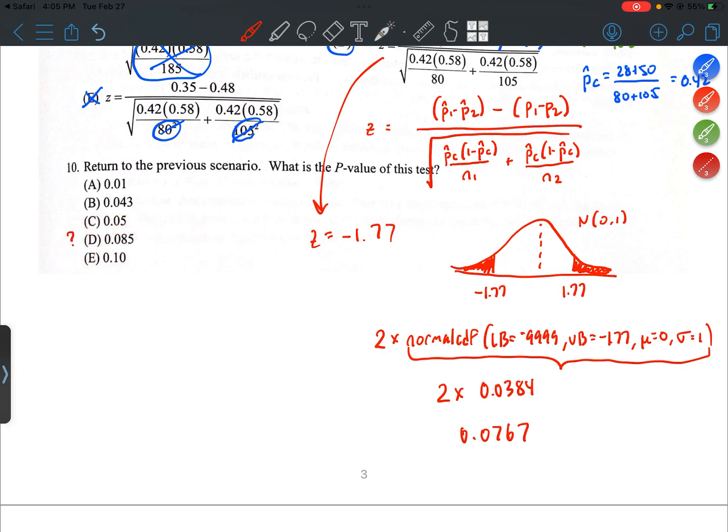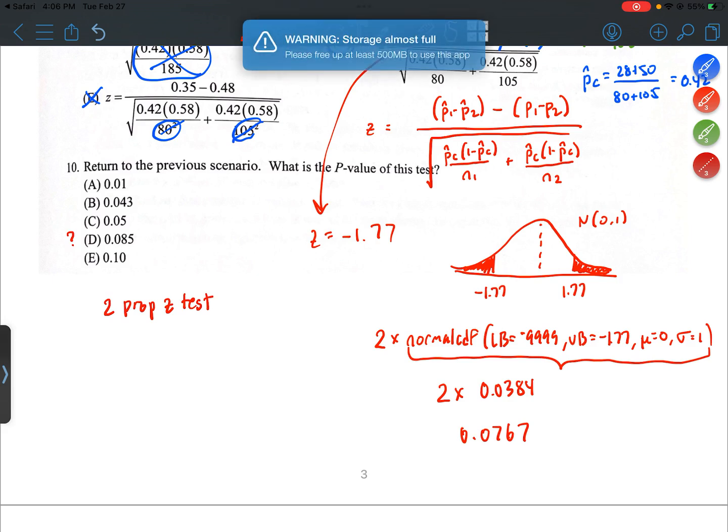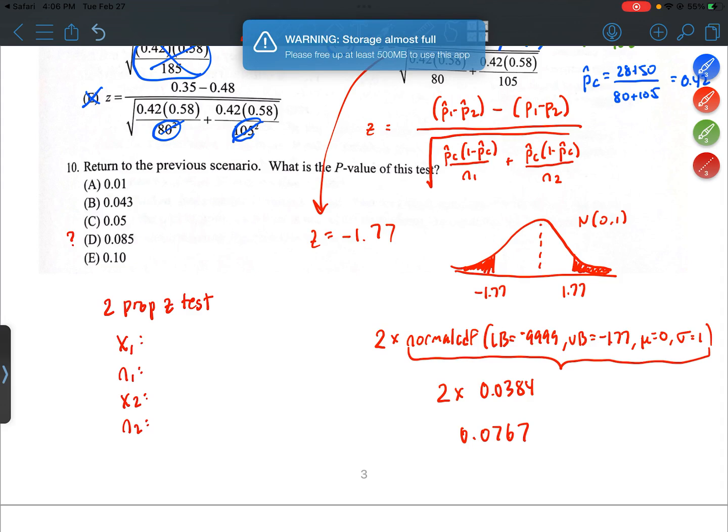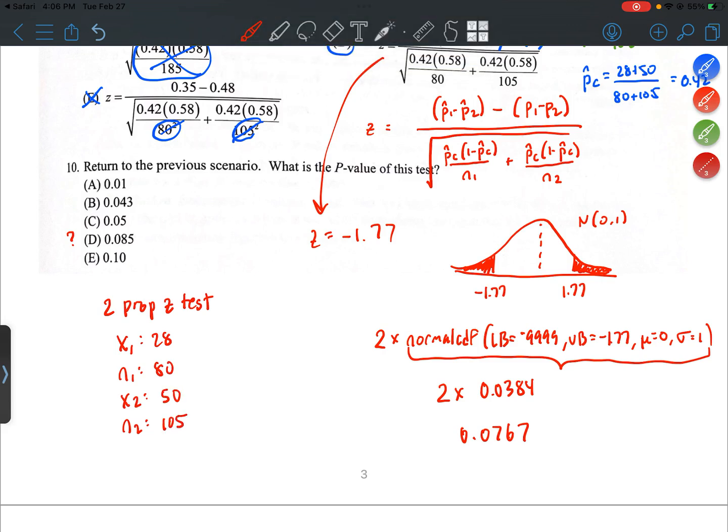Now, here's another way that we can get the p-value. We can just use 2 prop z-test on our calculator. Okay, so stat. It asks for x1, n1, x2, n2, and then the direction of the alternative hypothesis. So x1 is 28, n1 is 80, x2 is 50, n2 is 105, and our alternative hypothesis is not equal to.